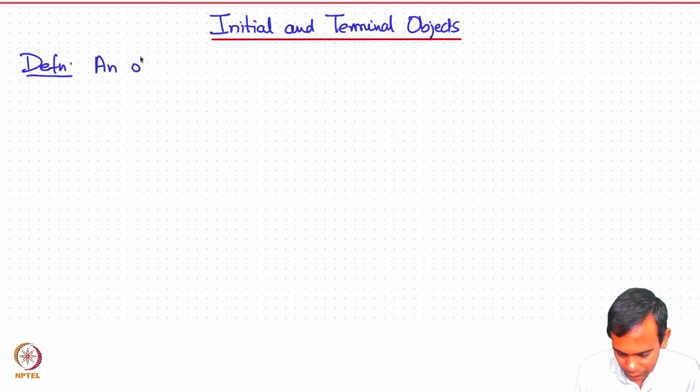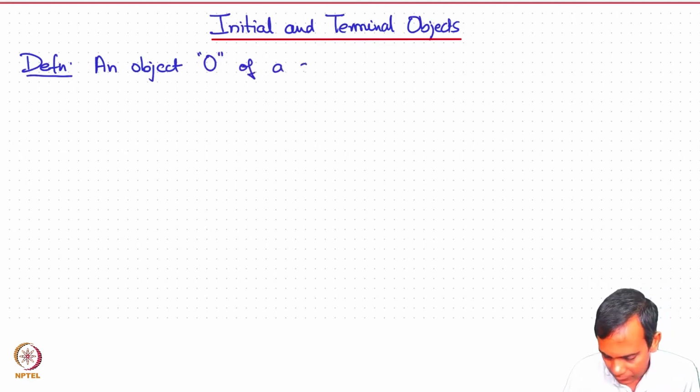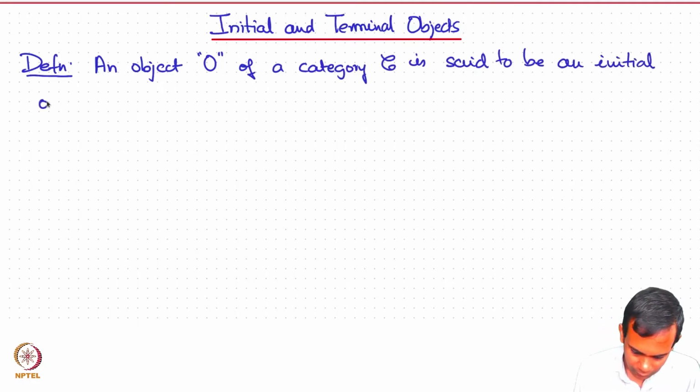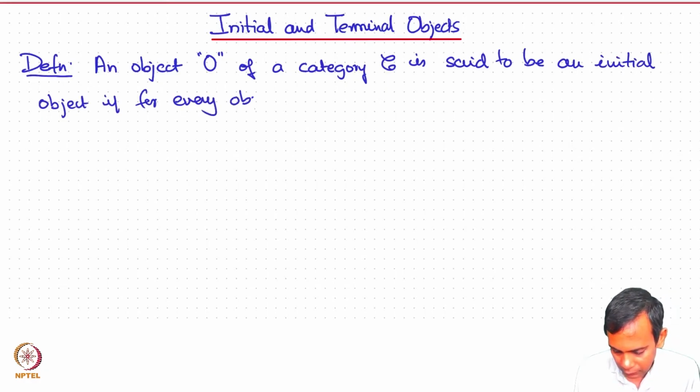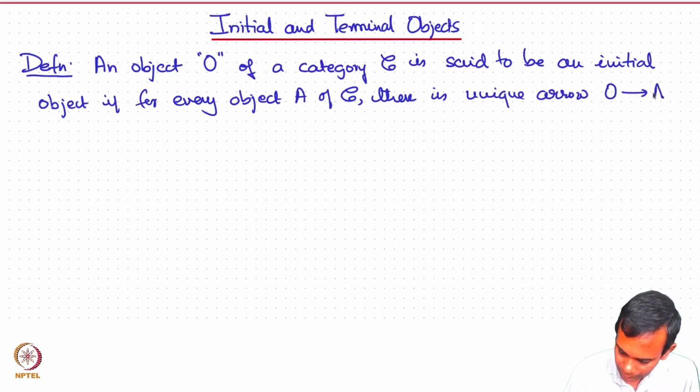An object 0. So usually we denote initial objects by 0 of a category C is said to be an initial object if for every object A of C there is a unique arrow from 0 to A.